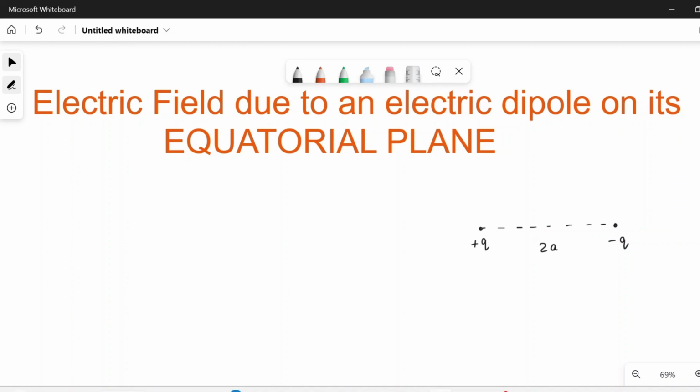Sir, why have you taken this as 2a? So that when I find the distance from its midpoint, the half of the distance will be a. To avoid making it a by 2, I made it 2a.